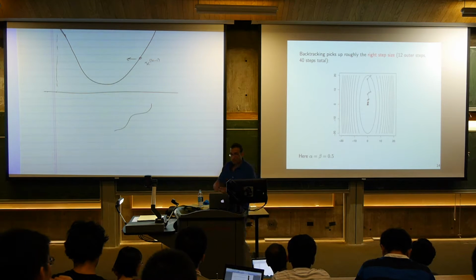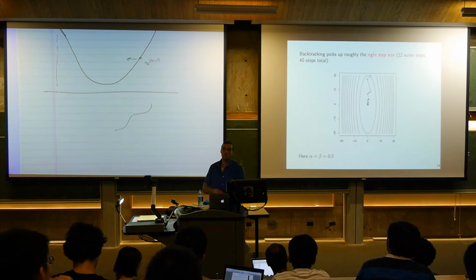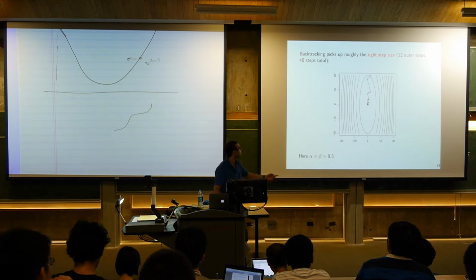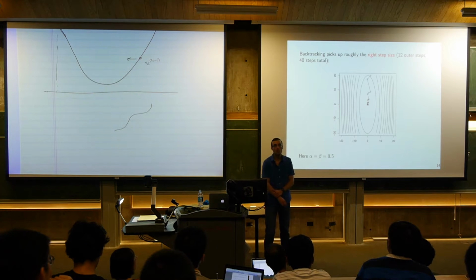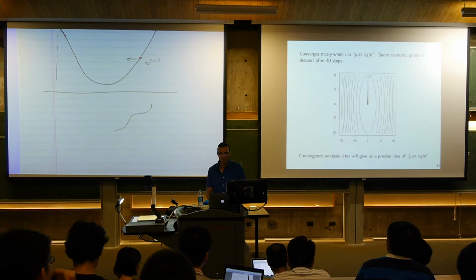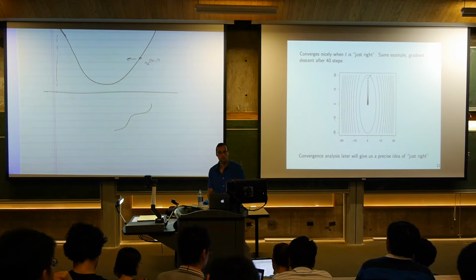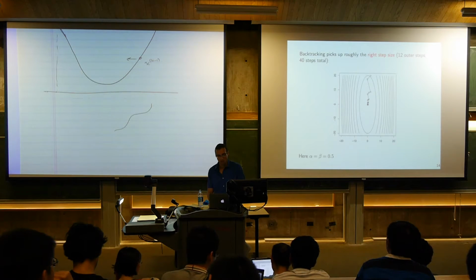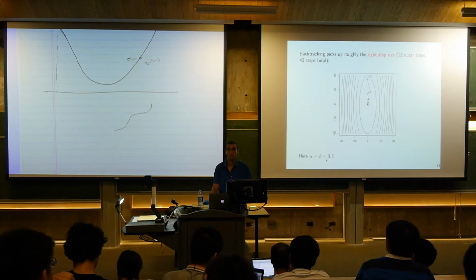But if we want to be counting the total number of iterations, right? Backtracking actually has us evaluate the function a bunch of times in the inner loop. So this actually ended up being 40 steps total if I count all the iterations, including the inner ones from backtracking. So it ended up being about the same as if I had chosen the step size as a fixed value. Okay, and here, just for the example, I had alpha and beta both set to be a half.